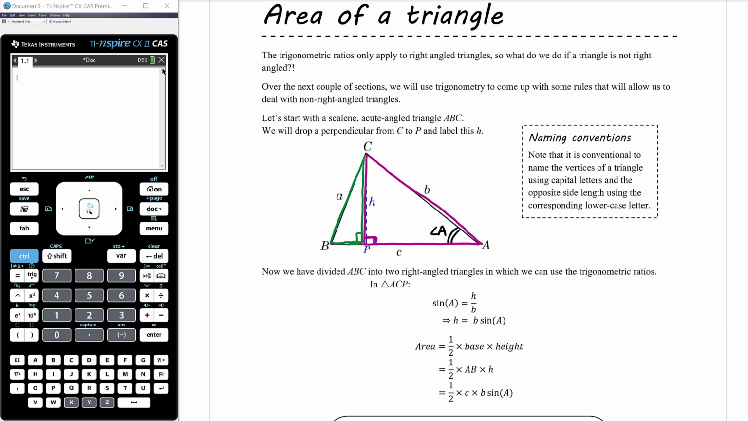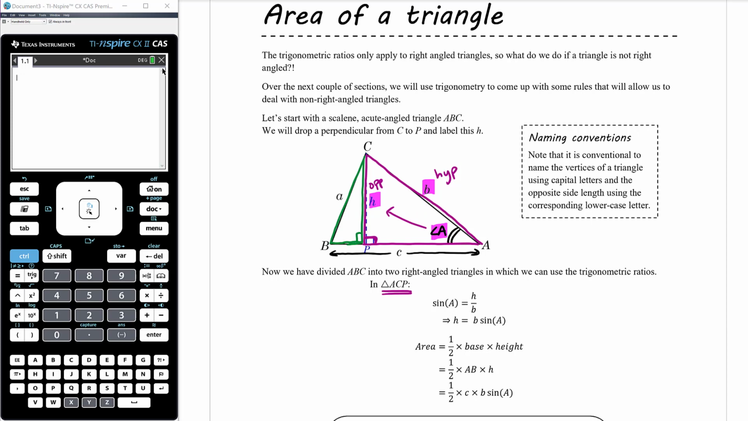If we look at ACP, which is the purple triangle I've highlighted, we can see that sine of angle A would be equal to opposite, which is h, over hypotenuse, which is b. We can't use c because c is this whole length here, so that's not useful. But what we do know in the purple triangle is the angle, and we know b, and we know h. So that is opposite, and this is hypotenuse.